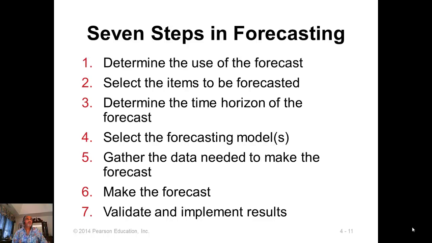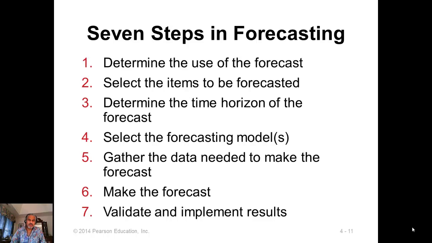Then you have to select the items to be forecasted. If it is short-term forecast, then you want forecast for individual items. If it is for aggregate planning and long-term planning, you want to combine items into families of items, because when you combine products into families, you will be able to increase the accuracy of forecasts. And then determine the time horizon, short-term, medium-term, and long-term. Then 4 and 5 go together. You collect data to develop your forecast and analyze the data with forecasting models so you can select the best possible model.